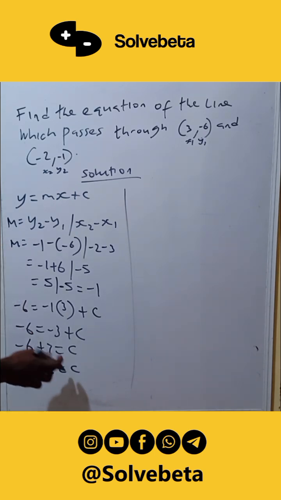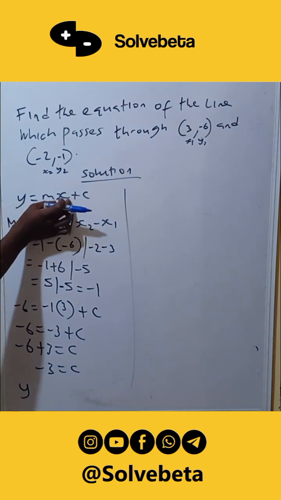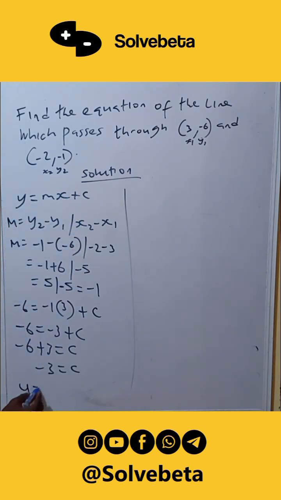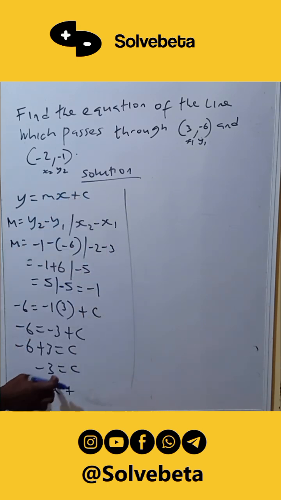So I can now put the value of m and c into this to get my equation. Take note that when you're writing the equation of this straight line, y will be left alone. So y is equal to m, minus 1, times x, which is minus x, plus c. We have a numerical value for c, plus minus 3, which is plus times minus 3, which will give you minus 3.